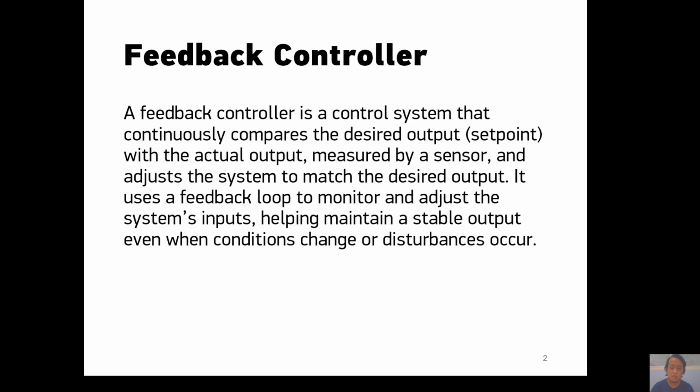The sensor can be any sensor. It can be an analog sensor or any digital sensor. The feedback loop is used to monitor and adjust the system inputs, helping maintain a stable output even when the conditions change or any disturbance occurs.